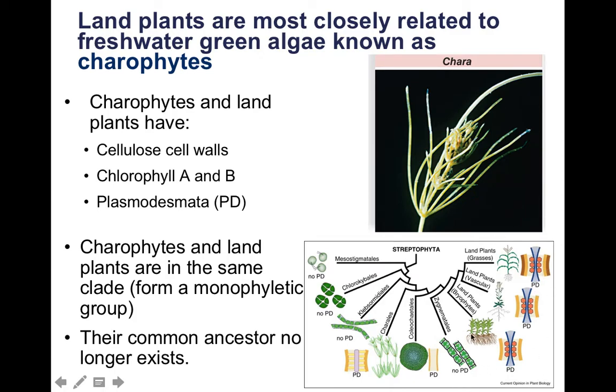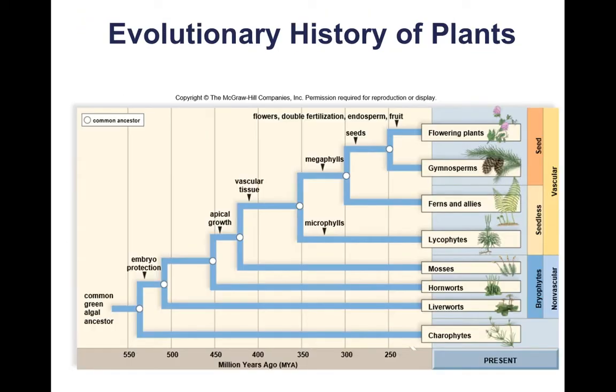We see plasmodesmata in all the different land plants, and here's Chara here, we also see it in these charophytes, okay? So they have these channels that allow for the exchange of information between cells. These channels are not present in other forms of green algae. So charophytes and land plants are placed in the same clade, or the same monophyletic group, when we are recreating the evolutionary history of plants. The common ancestor, though, no longer exists.